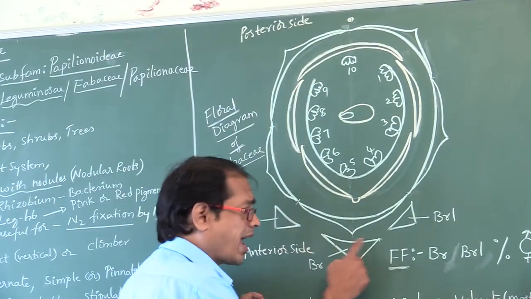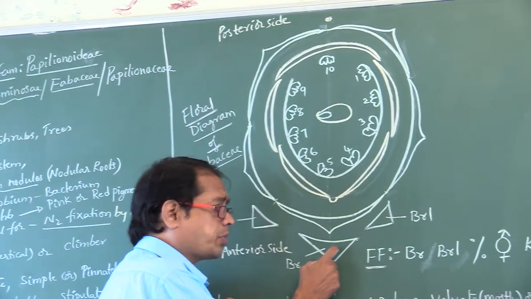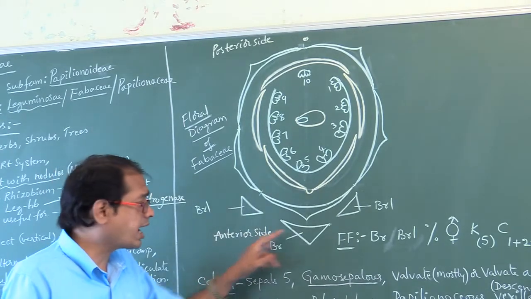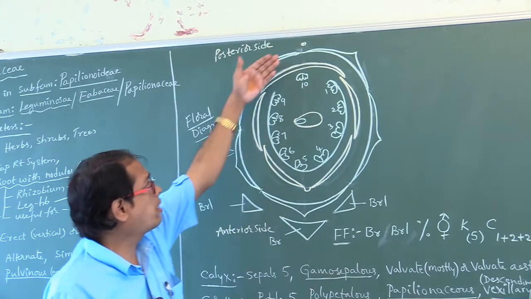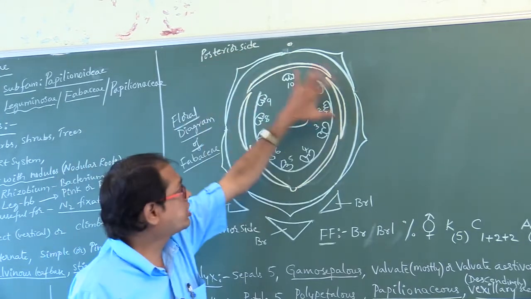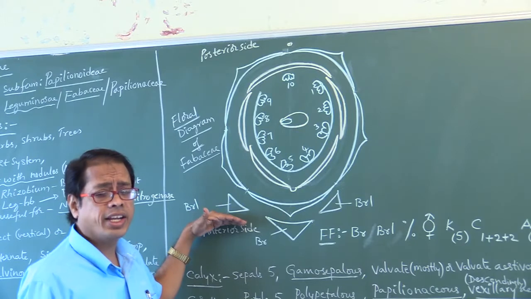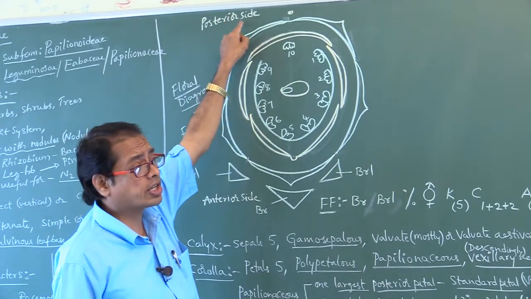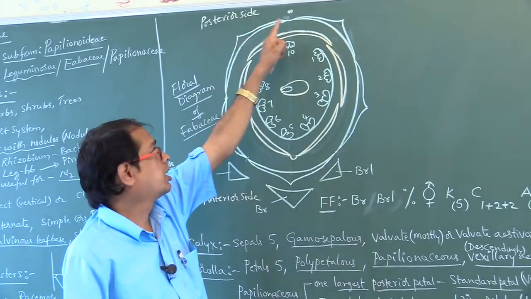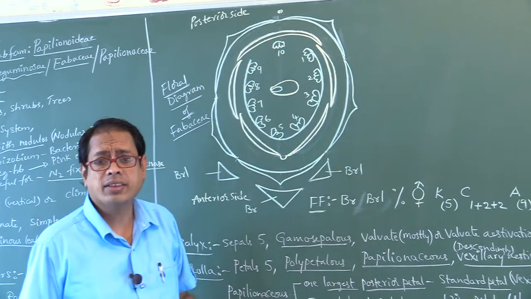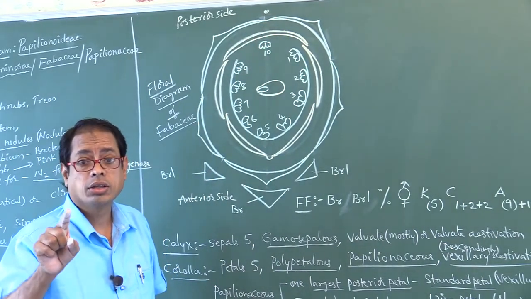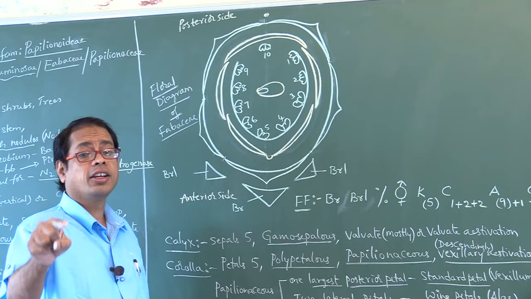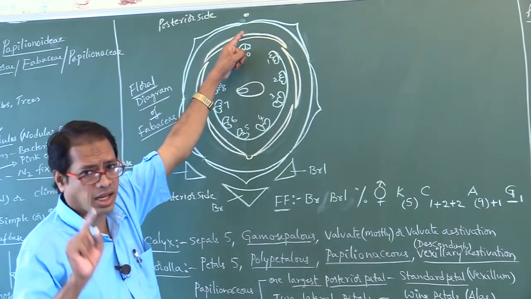Let's see. This is the bract. The side that is present toward the bract is called anterior side. Toward the mother axis is called posterior side. In the floral diagram, the bottom side is considered as anterior side and the upper side is considered as posterior side. Posterior side is represented as dot or circle. P is represented for perianth. Posterior side is represented as P, false. Posterior side is represented as dot or circle.